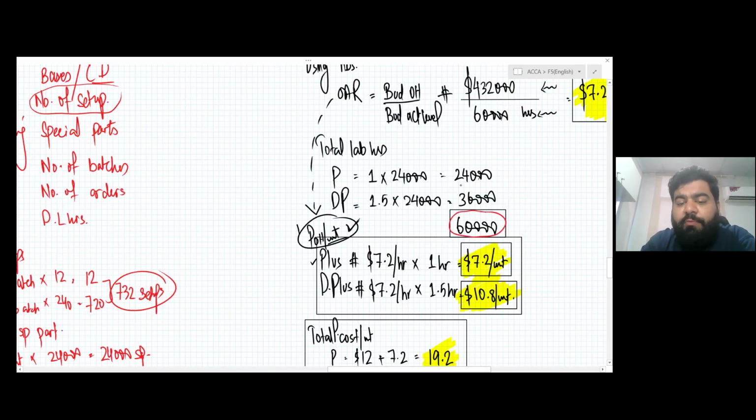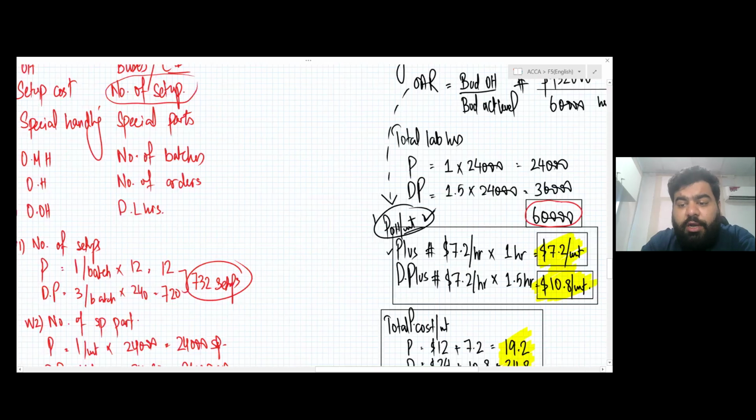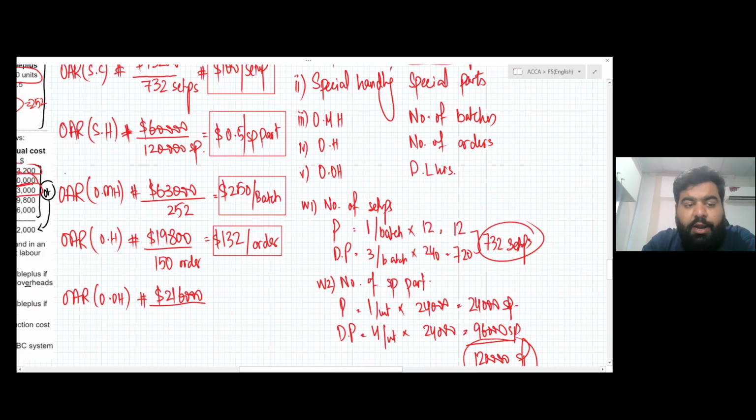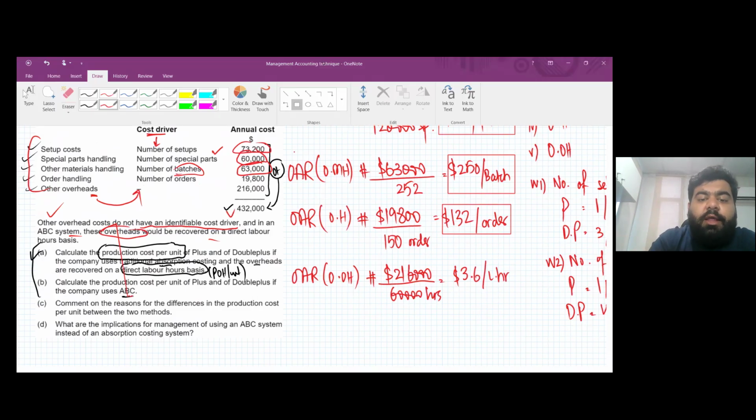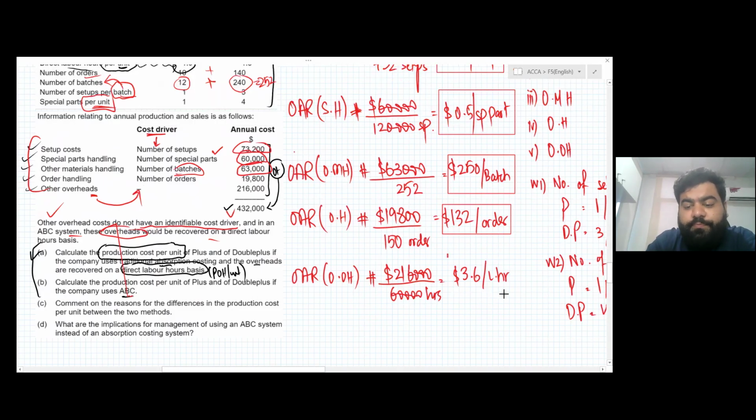1 hour and 1.5 hour multiplied by 24,000 comes to 60,000 total direct labor hours. So we divide by 60,000 hours. Here the base will be labor hours, as mentioned in the question. That's why 216,000 divided by 60,000 is $3.6 per labor hour.